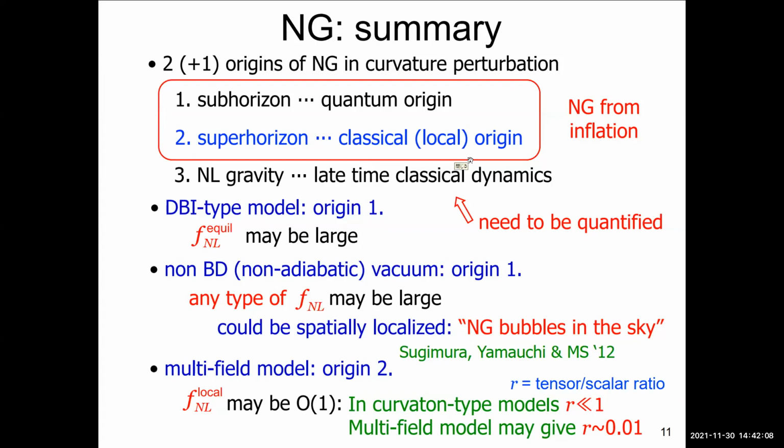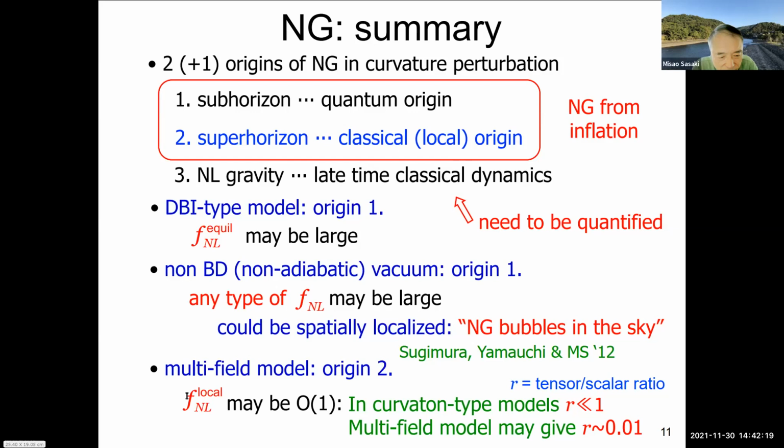Okay, I'll ask. So if we observe large non-Gaussianities, multi-field models are more favorable. Is that correct? Yes, in the case of local non-Gaussianity, that's right. For the other types of non-Gaussianity, it's nothing to do with multi-field, right? So there are, in some sense, two distinct cases.